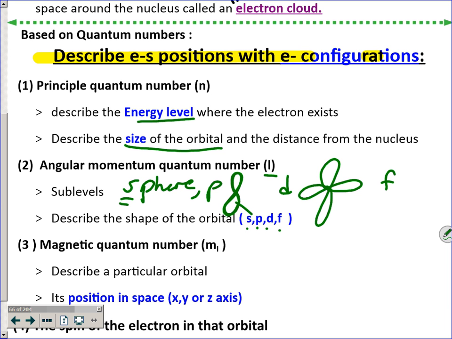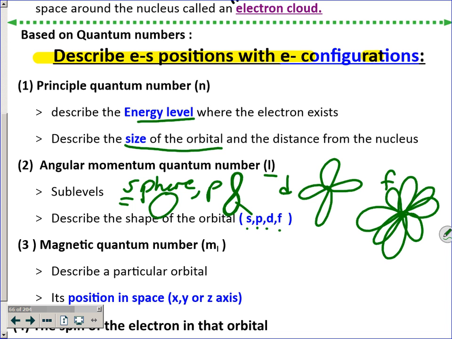All right, so S is a spherical shape, P is a dumbbell, D is a double dumbbell laid on top of each other, and F is a flower. It's like 1, 2, 3, 4 dumbbells laid on top of each other. It doesn't have to be that pretty, okay? So essentially, as you get from S, P, D, F, the orbitals get kind of more elongated and dispersed. They change their shapes. So you can have a little bitty sphere in N equals 1, or you can have a huge sphere in N equals 6. You can have a little bitty dumbbell in N equals 2, and a really big dumbbell in N equals 6. So it does change size with the shape.